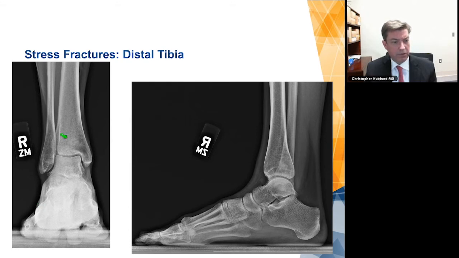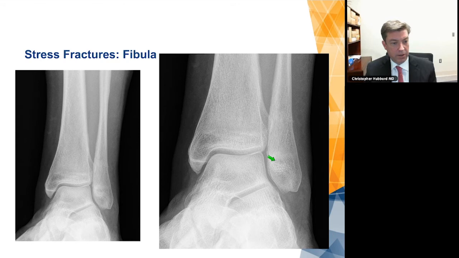So here's the distal tibia. You can see this whitening, or sclerosis, along the distal tibia. You can see that right here on the side view. That's subtle, and it can take a few weeks to show up, but that's a fracture of the distal tibia.